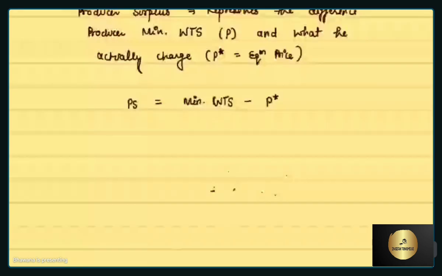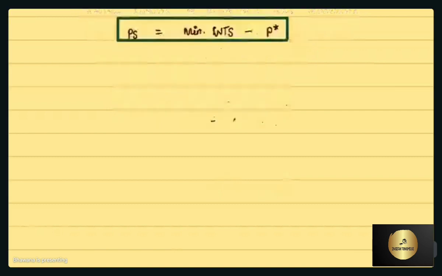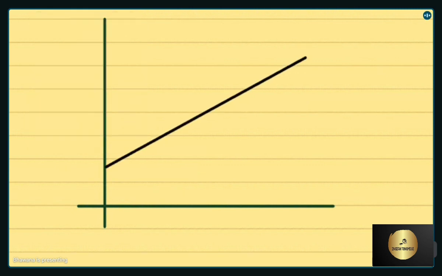Let me explain it using a graph. So let's say this is your supply function. We have price on the vertical axis and quantity Q on the horizontal axis. This vertical intercept is the P, that means the minimum willingness to sell.